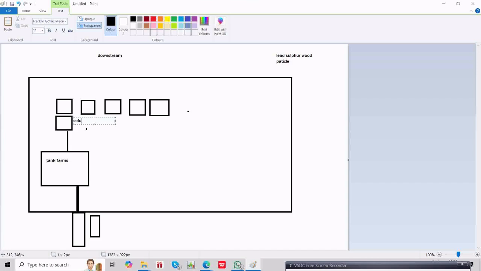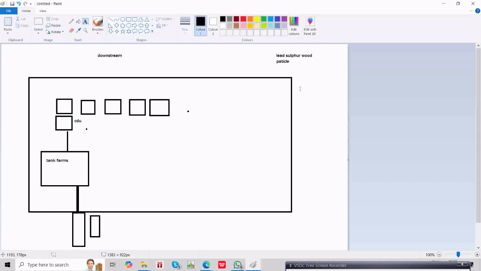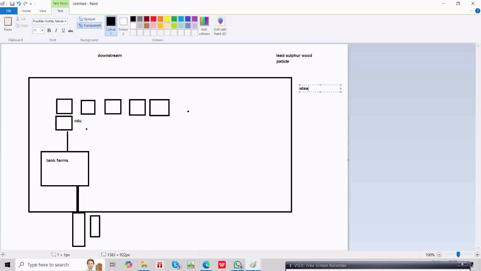Okay, so from this tank farm, the first and most important unit is your CDU, the crude distillation unit. Here there are two processes: one is called thermal cracking and one is called steam cracking. These are the two processes of breaking crude oil into smaller molecules.